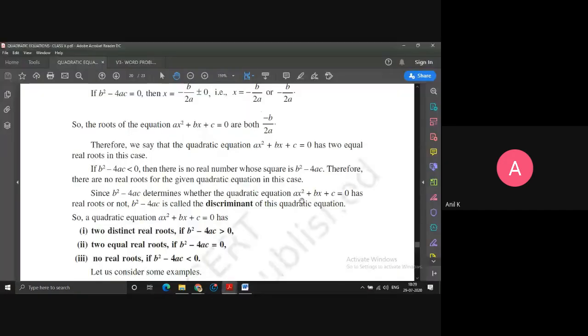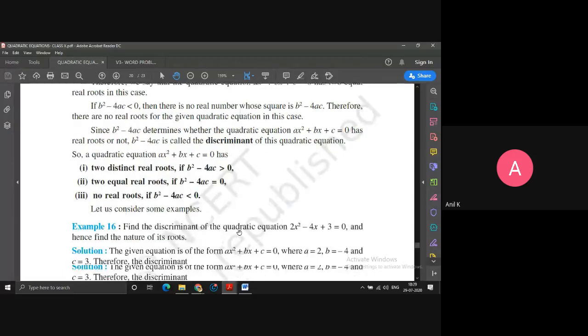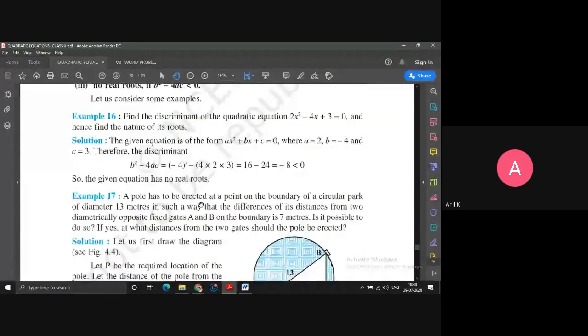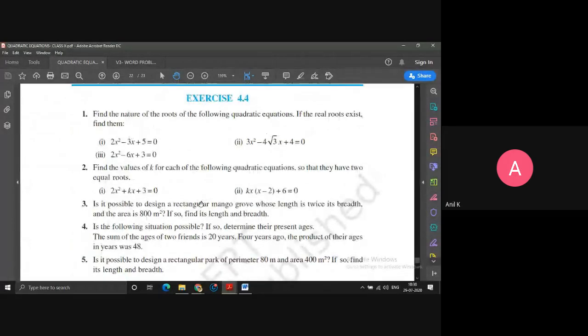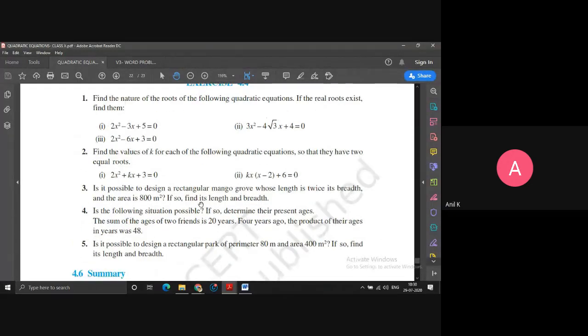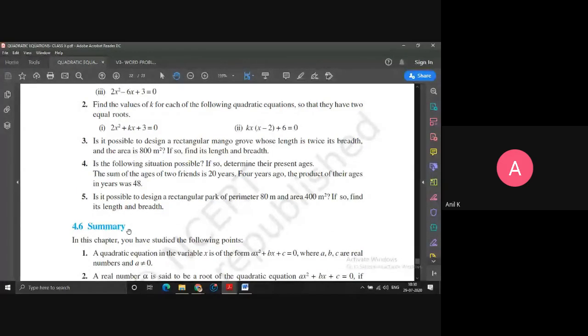Okay, so let me see. So here we have two distinct real roots, which we already discussed, if b square minus 4ac is greater than 0; two equal roots if b square minus 4ac is equal to 0; no real roots if b square minus 4ac is less than 0. These are all the questions we already discussed. And exercise 4.4. Here also we have a few word problems, of which we already solved a few questions. Just you can write them out.